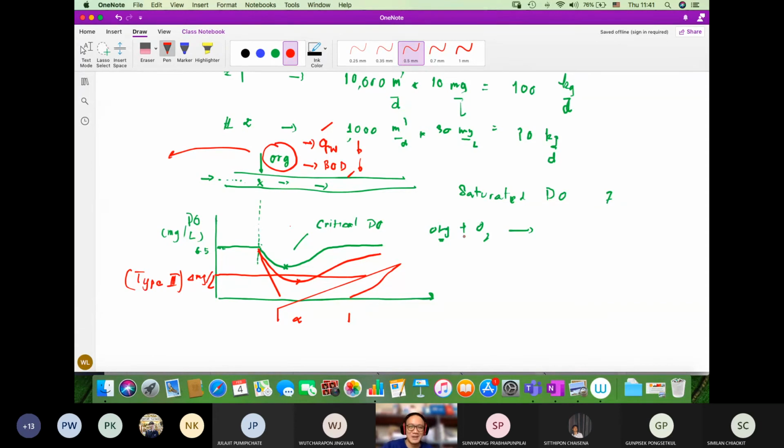DO is dissolved oxygen. What I'm talking about here, 4 milligrams per liter, 6.5 milligrams per liter, is the dissolved oxygen, not the organic. The organic is measured in terms of the oxygen equivalent, not the actual oxygen presence.